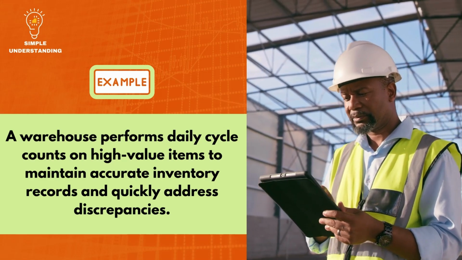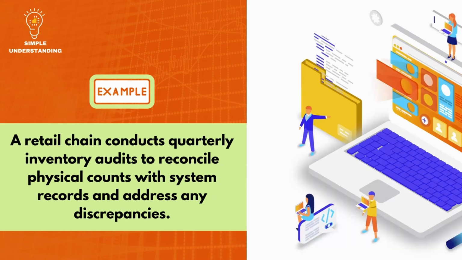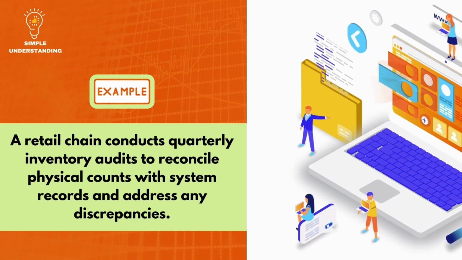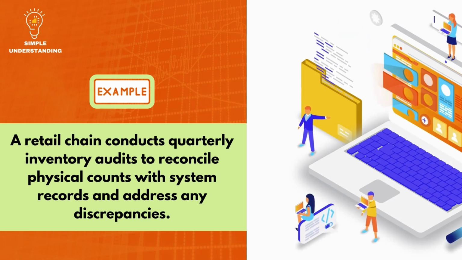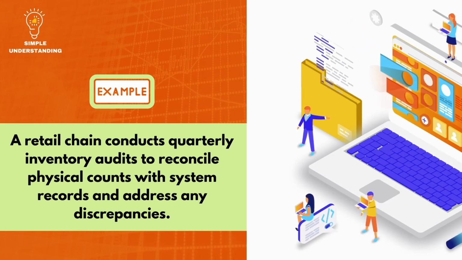C. Inventory audits periodically verifies the physical inventory against recorded levels to ensure accuracy and compliance with accounting standards. Example: a retail chain conducts quarterly inventory audits to reconcile physical counts with system records and address any discrepancies.